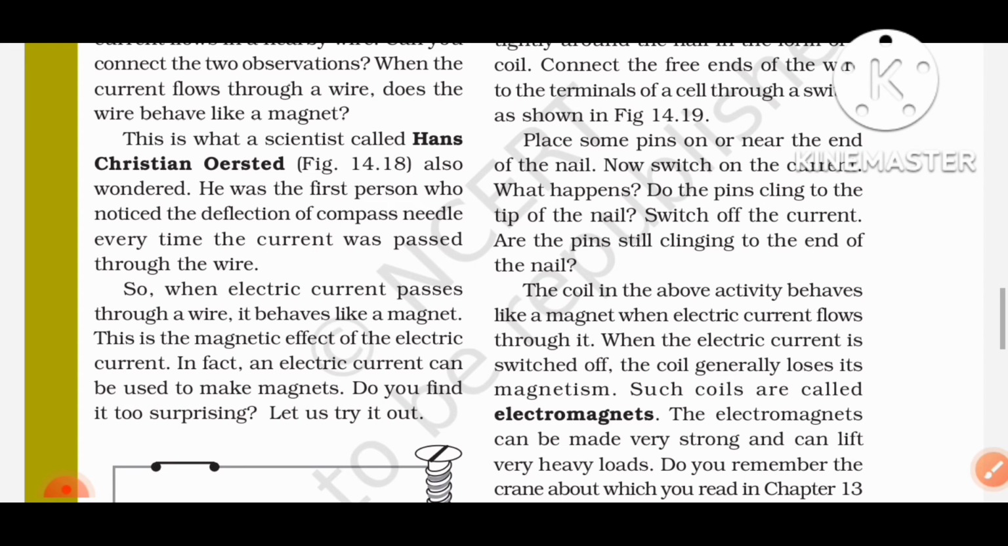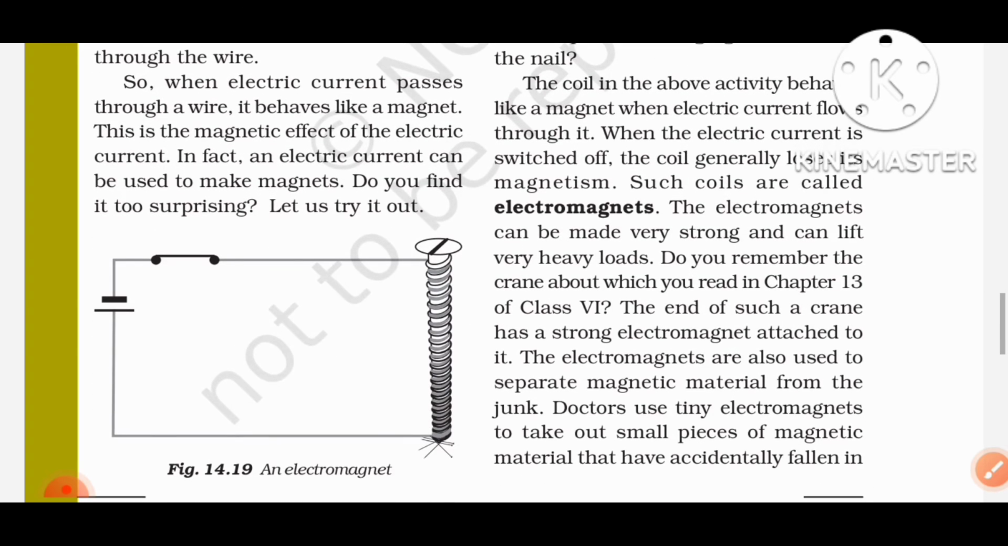This is what a scientist called Hans Christian Ørsted, Figure 14.18, also wondered. He was the first person who noticed the deflection of the compass needle every time the current was passed through the wire. So, when electric current passes through a wire, it behaves like a magnet. This is the magnetic effect of the electric current. In fact, an electric current can be used to make magnets.